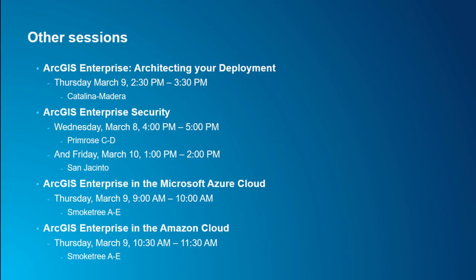Here's some other sessions that you may be interested in, in deploying your ArcGIS Enterprise. The first is architecting your deployment on Thursday, March 9th from 2:30 to 3:30. If you're interested in security, which pretty much every organization is going to have on their minds, there's two different sessions, March 8th from 4 to 5 and March 10th from 1 to 2. And if you're interested in working within the cloud environments, there's two sessions for those, one from Microsoft Azure from 9 to 10 on March 9th, and another for Amazon or AWS on March 9th from 10:30 to 11:30. So those are some good sessions for you to attend.